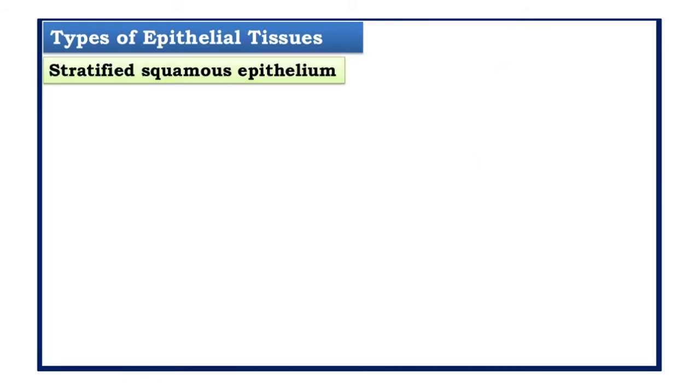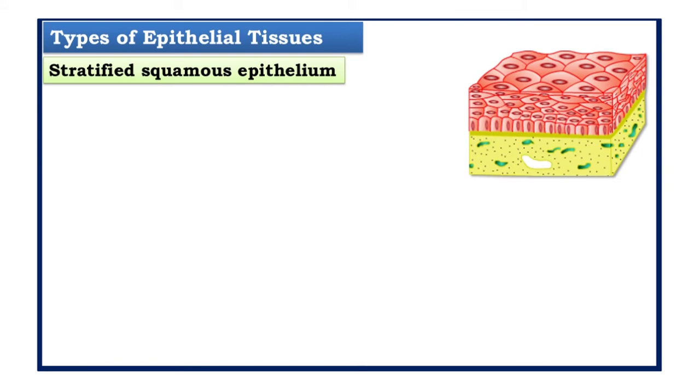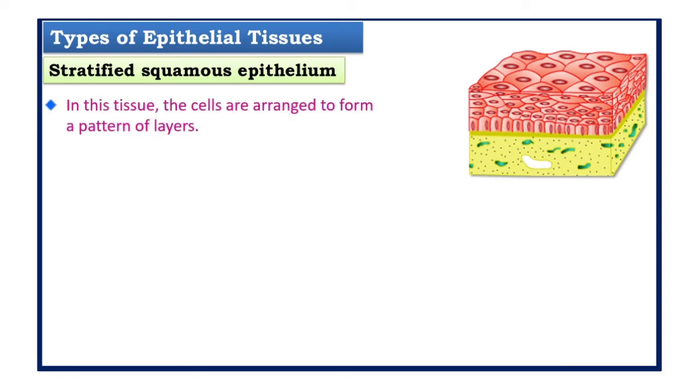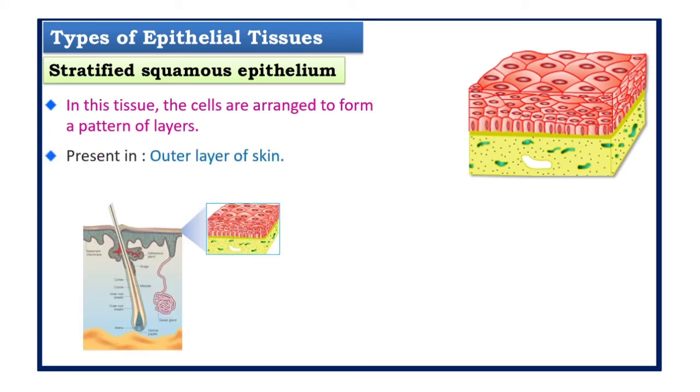After simple squamous epithelium, we have the stratified epithelium. In simple squamous, you found only a flat layer. Now you have layers which are arranged in columns. In a pattern of layers, the tissue is arranged. So this is termed stratified squamous. In this tissue, the cells are arranged to form a pattern of layers. It is present in the outer layer of skin.